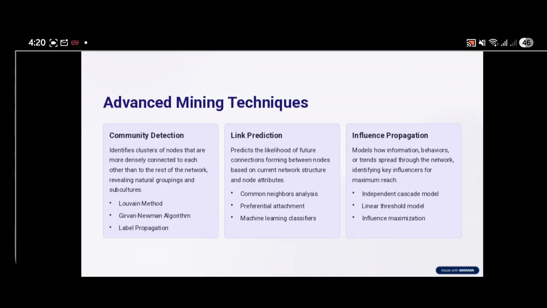Finally, we have influence propagation. This is all about modeling how information, behaviors, or even trends spread through the network from node to node. By understanding this, we can identify key influencers and run simulations to find the best way to make a message go viral, a process known as influence maximization.